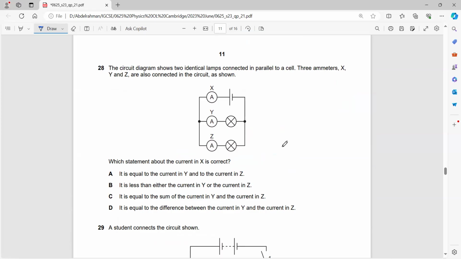The circuit diagram shows two identical lamps connected to a cell in parallel. Which statement about the current in X is correct? The current in X. This has to be the largest current. It is equal, it is less, it is equal to the sum in Y and Z. Definitely it's equal to the sum in Y and Z. For example, if this supplied a current of, let's say, 10 amperes, Y might take 3 amperes and Z might take 7 amperes, so the total current is still 10 amps.